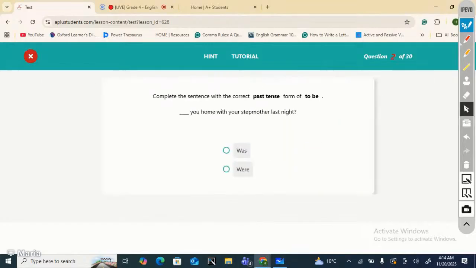Now every time, read the instruction. This time, complete the sentence with the correct past tense form of verb to be. Past tense form. What are past tense forms of verb to be? Was or were. Okay. Now the sentence is: blank you home with your stepmother last night.